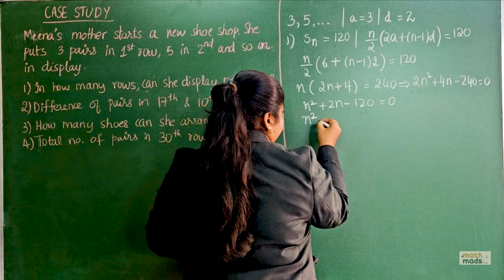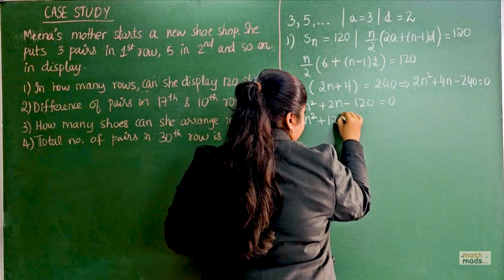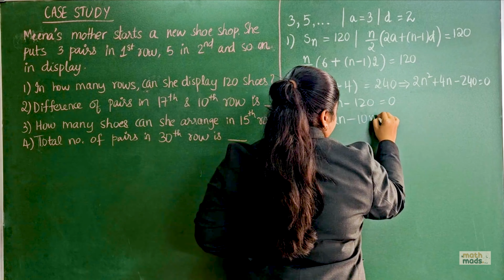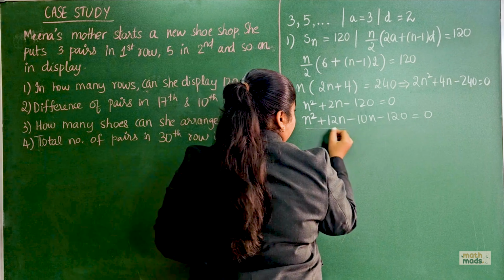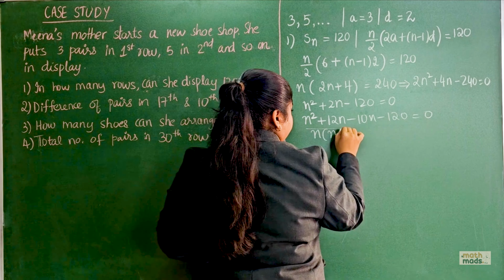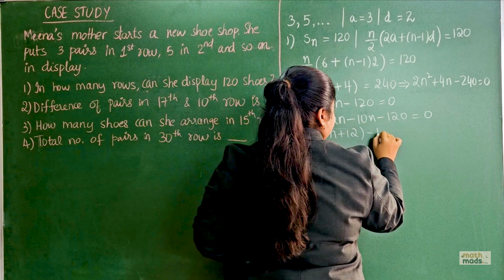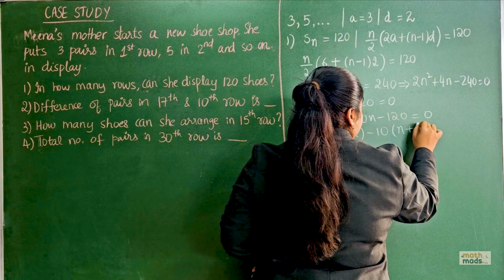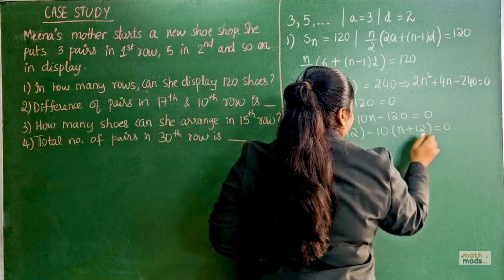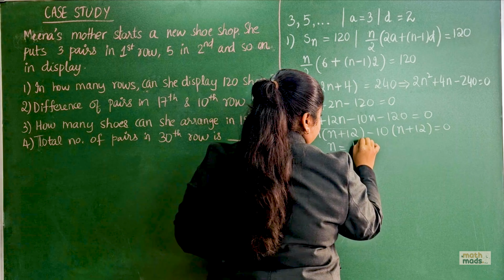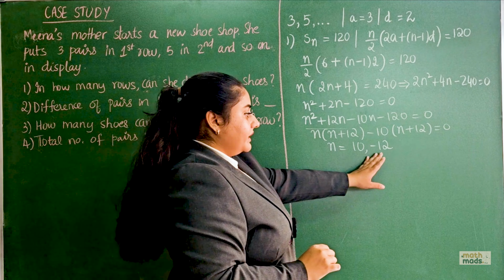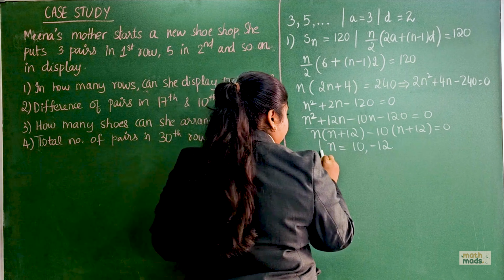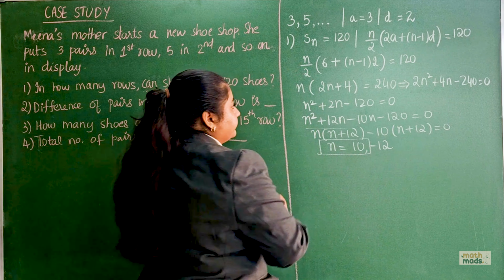So let me put that, n square plus 12n minus 10n minus 120 is equal to 0. From the first 2 terms, I can take n common. So n into n plus 12 minus 10 into n plus 12 is equal to 0. From this I can say that n is either 10 or minus 12. Obviously the number of rows cannot be negative. So n is equal to 10. So that is your first question.